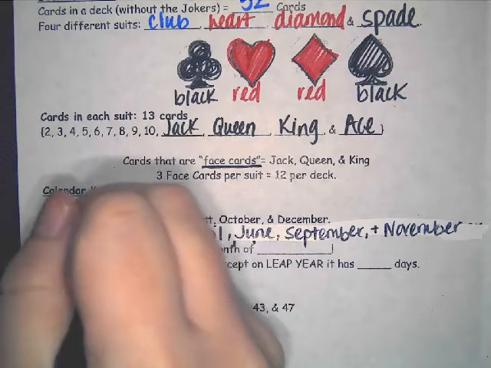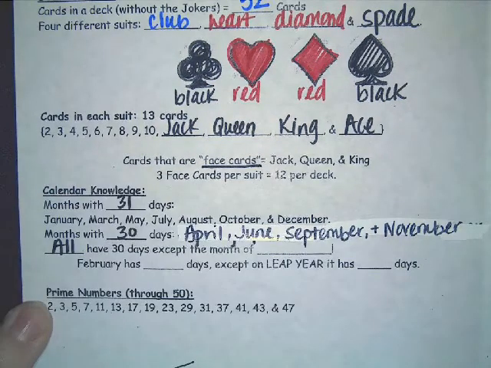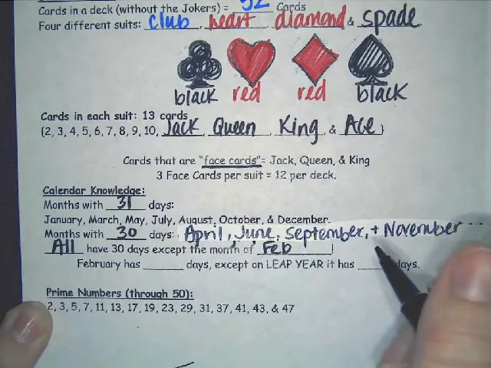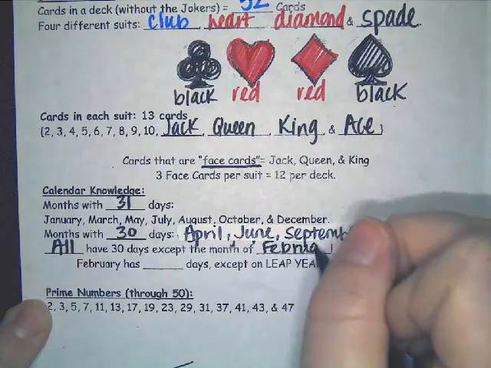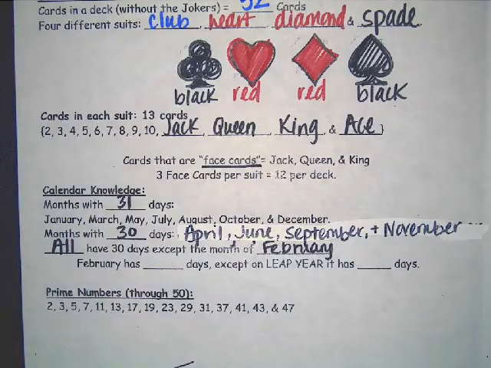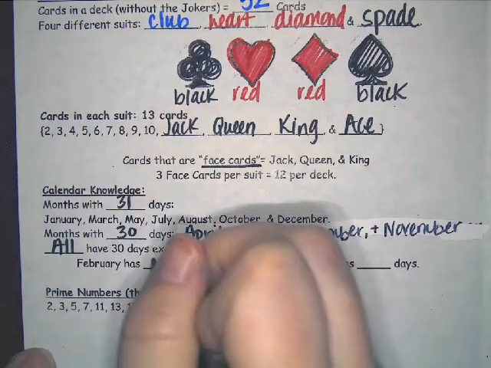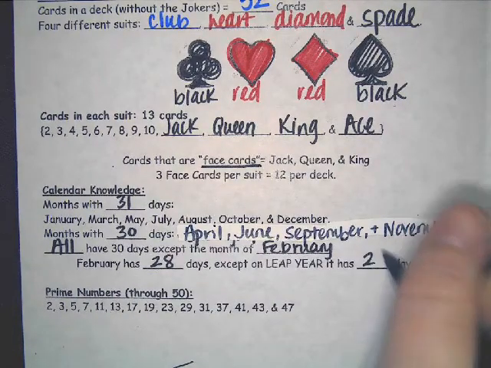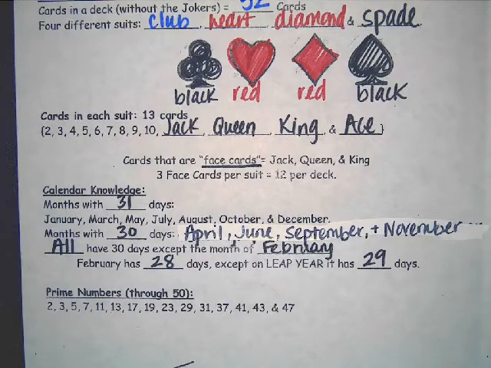So all months will have 30 days except the month of February. Now, February is going to have 28 days, except leap year, and that has 29 days. This is really important information to know. All months are going to have 30 days except for February. So, make sure you're careful on questions that say how many months have 30. It's going to be 11 out of 12.